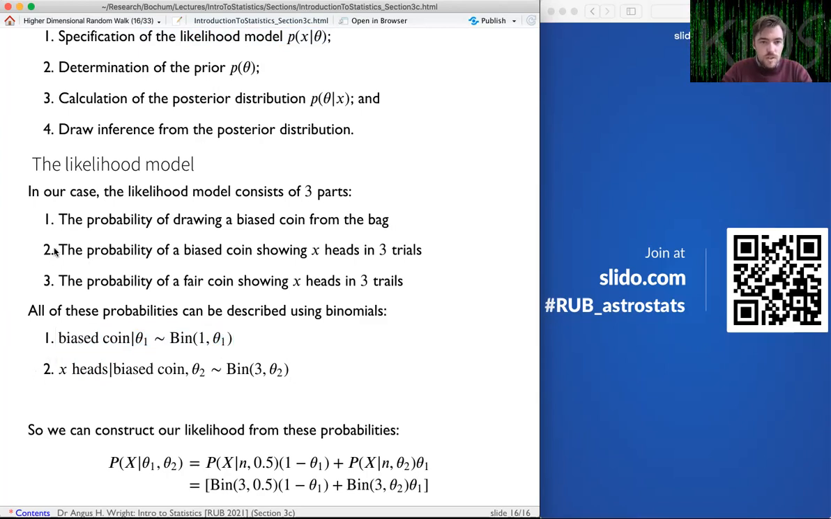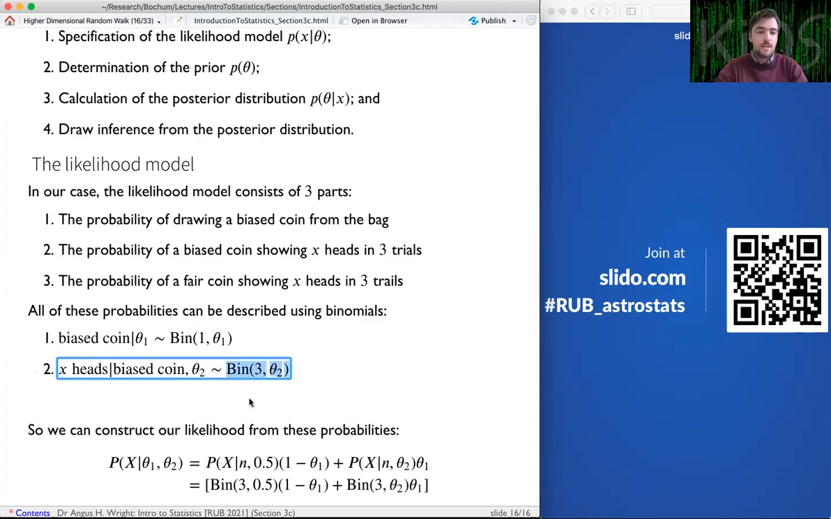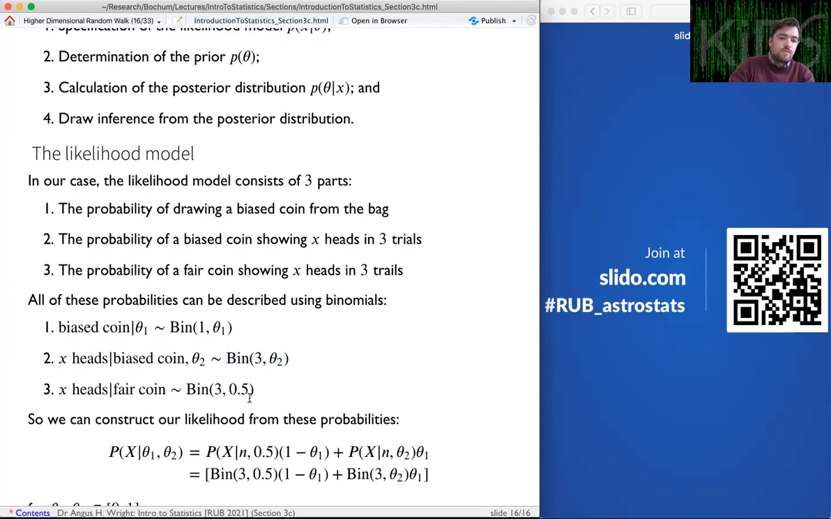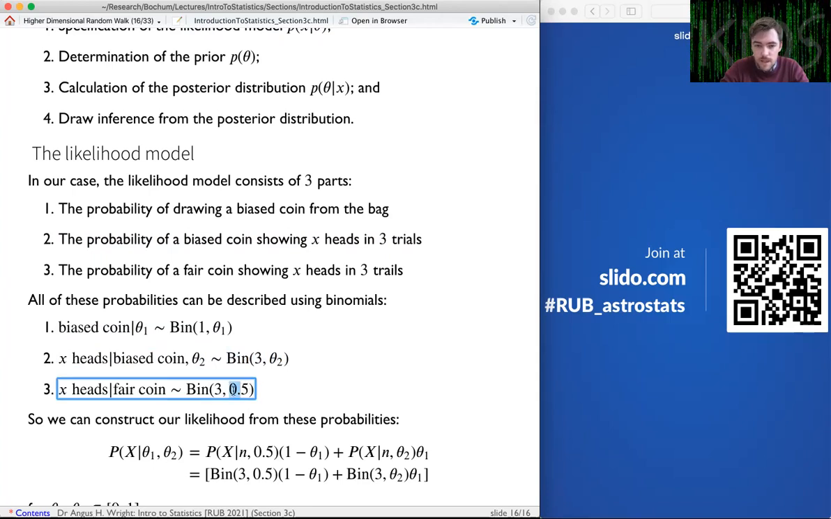The second thing is the probability of a biased coin showing X heads in 3 trials. And that again is a binomial. X heads given a biased coin and some biasing, θ2, is a binomial with n equals 3, and the probability of biasing is θ2. And the last thing is the trivial one, which is the probability of X heads in a fair coin, which is just a binomial with equal probability of heads and tails.